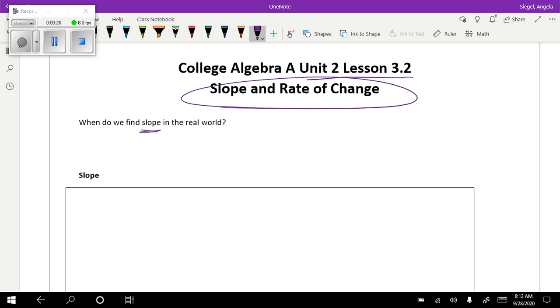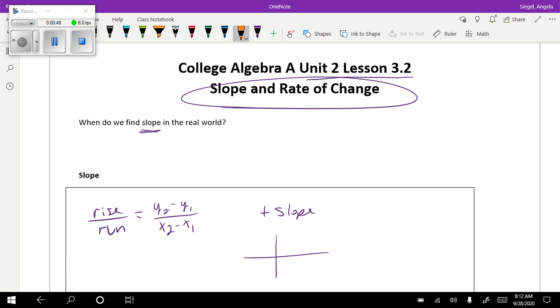In algebra, you probably called it rise over run. Then you were also probably introduced to the formula like y2 minus y1 over x2 minus x1. They all mean the same thing. Positive slope goes uphill. And when I say uphill, that always confuses some people, but we read from left to right. So when you're going from left to right, a positive slope goes uphill and a negative slope goes downhill. Again, reading from left to right.